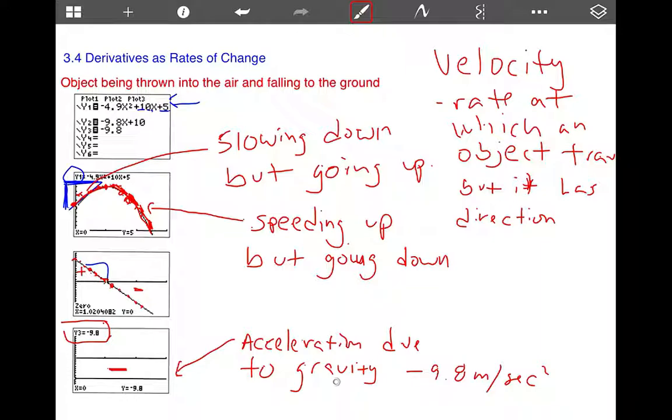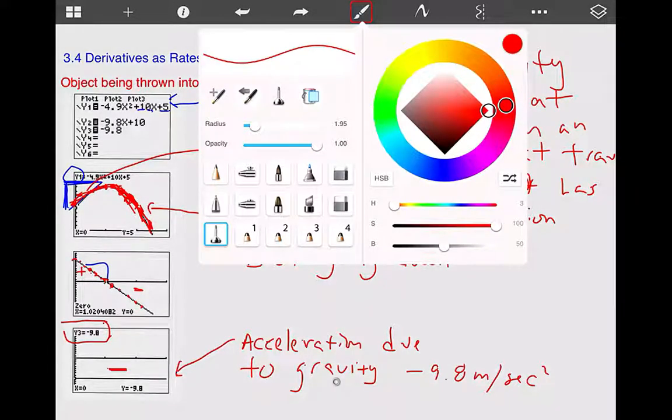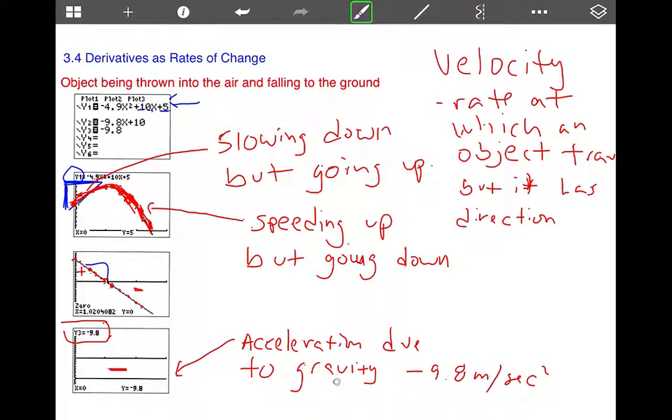Now, we know that the object was slowing down as it was going up, and then it was speeding back up as it was going down. Now, let's take a look at something here. Let's draw a little line right here that goes from this maximum height all the way down.